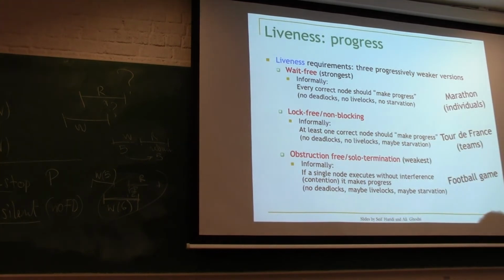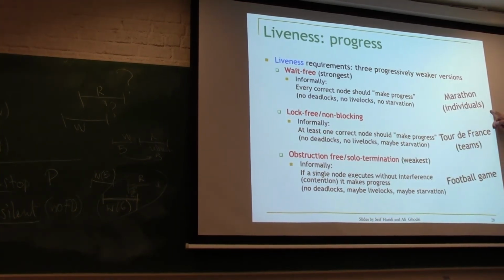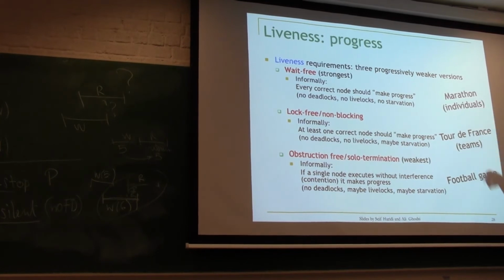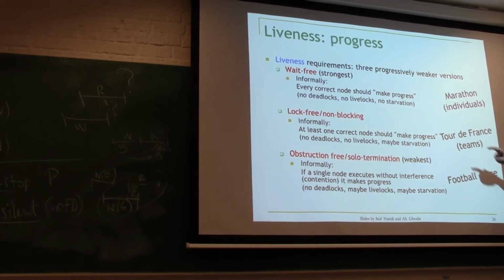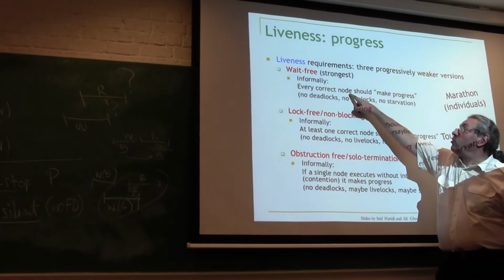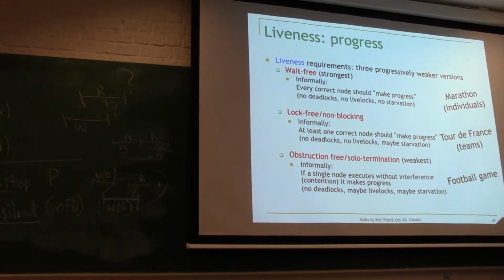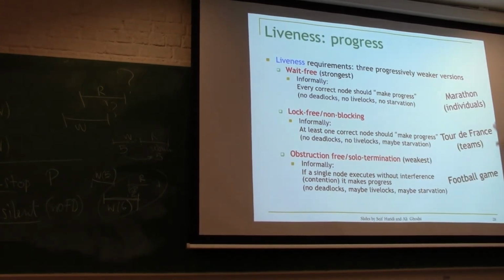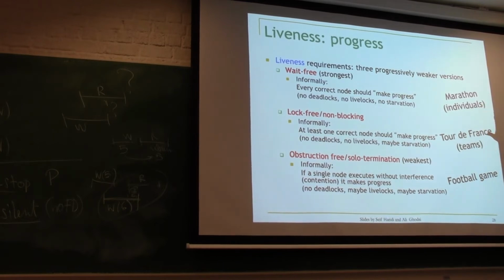Wait-free means that everybody needs to reach the end. When you run a marathon, everybody is competing against everybody. Every runner, every correct node, should go forward, okay? That's reasonable, huh? Because they're all competing against each other. But sometimes you don't have that. Some systems are weaker than that.